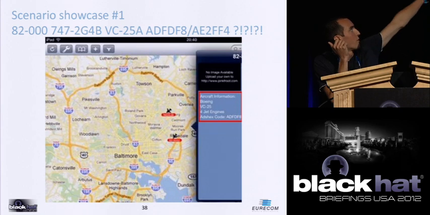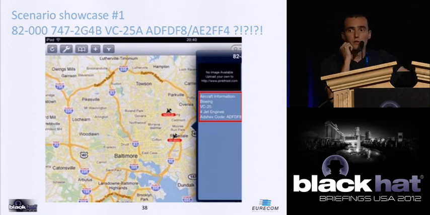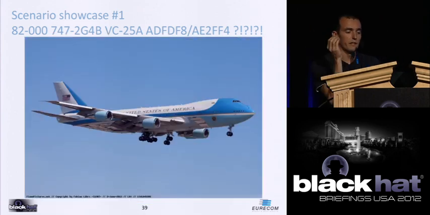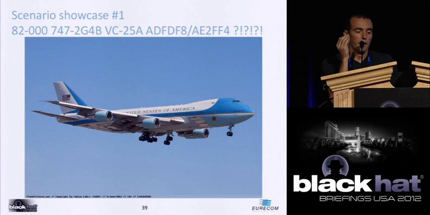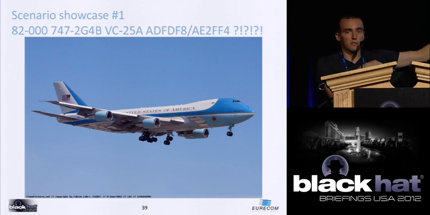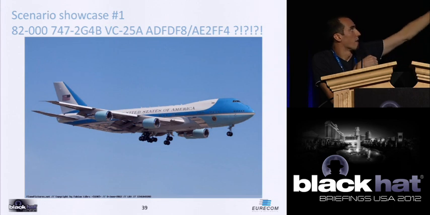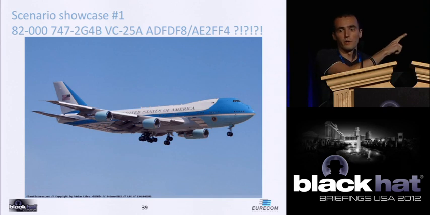Does this crypto in the second line sound familiar to any of you? Like 82,747. Exactly, so we have a winner. So basically, it's identification of Air Force One, which is a Boeing 747, and its registration number is VC25A, or call sign, and it has the ICAO addresses because there are two models. There are two pieces of this, and they have this ADFDF8 and AE2FF4.